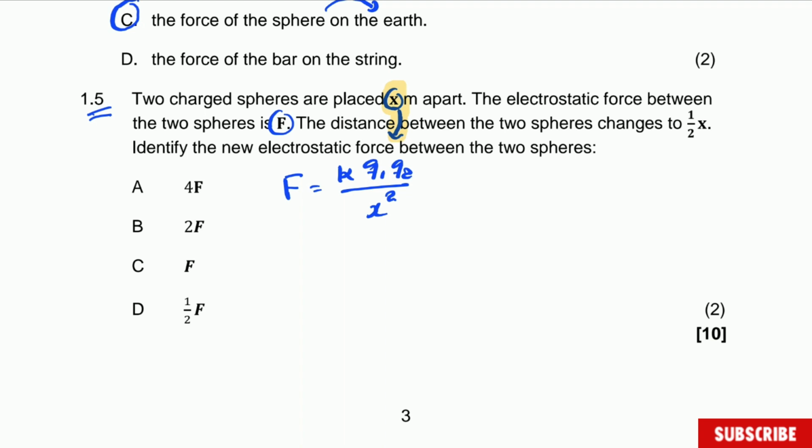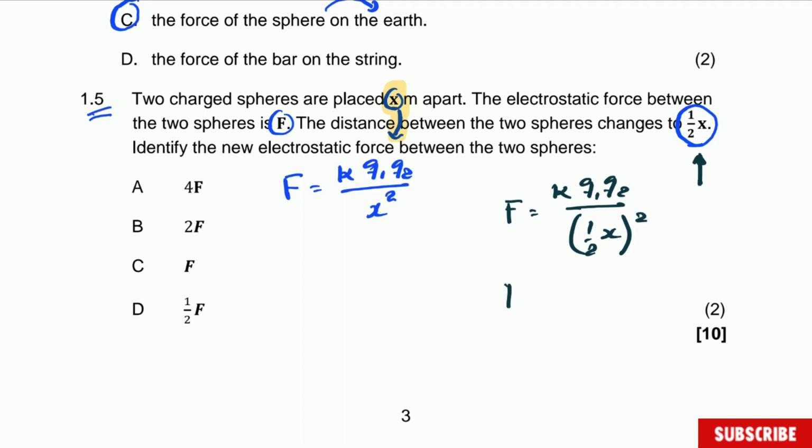Now it's going to be a new situation when they decrease the distance by half, as you have on this side here. Guys, what we're going to do is substitute. Everything stays the same. The only thing that was changed was the distance between the spheres, which is now half the distance x, everything squared according to the formula.